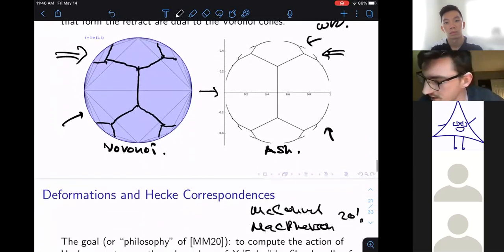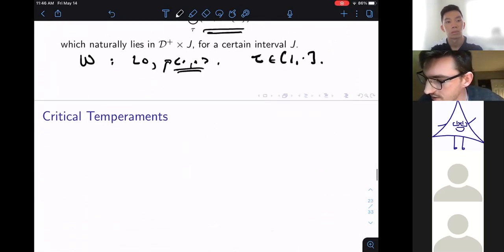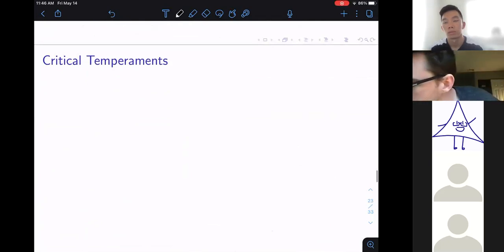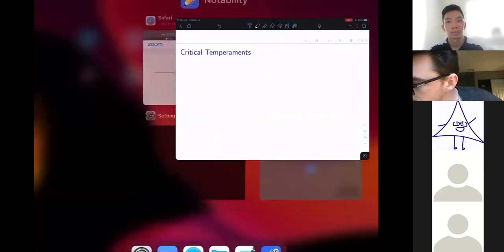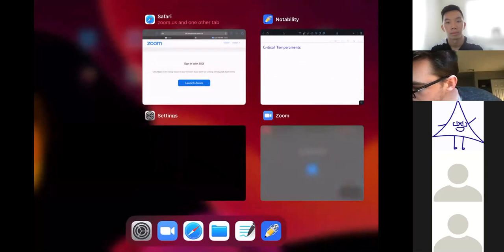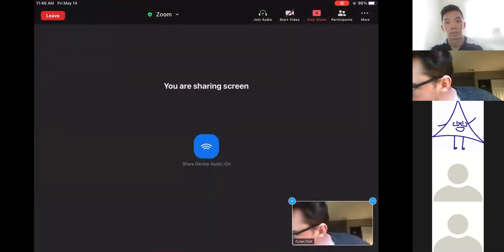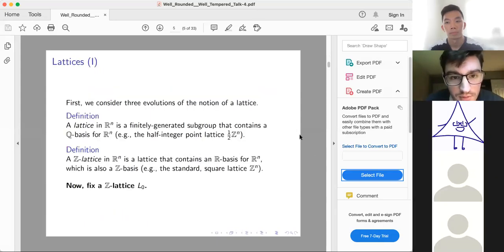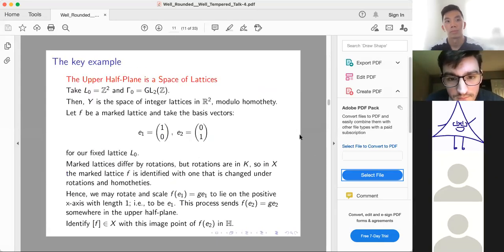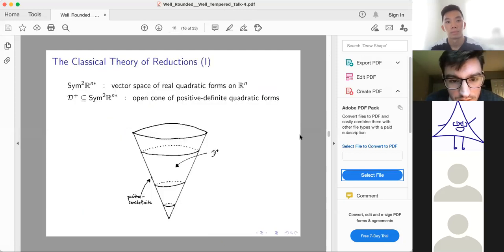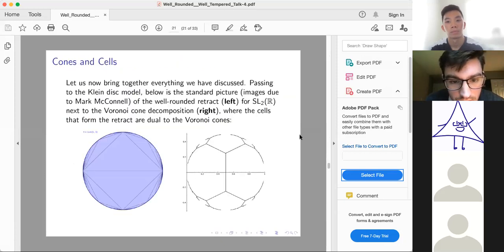So maybe I can finish with some pictures. And at this point, I'm going to have to stop sharing my screen here. How do I do that? And start sharing my screen so I can share a GIF that I have. Okay, can everyone see this? Okay. So what does it look like?